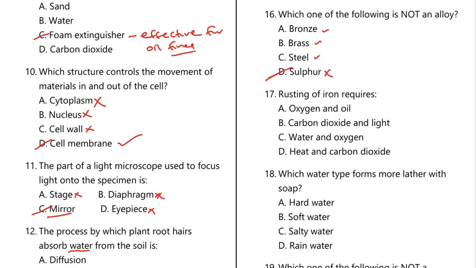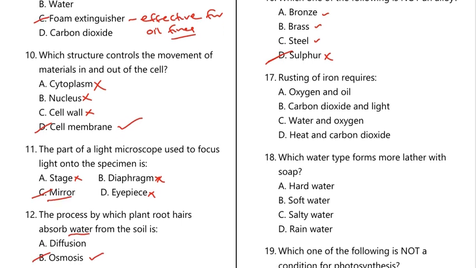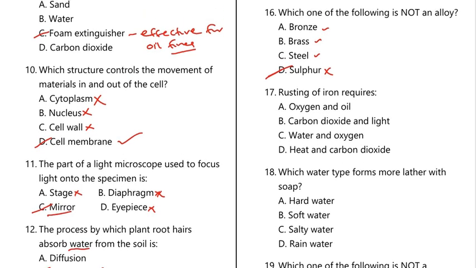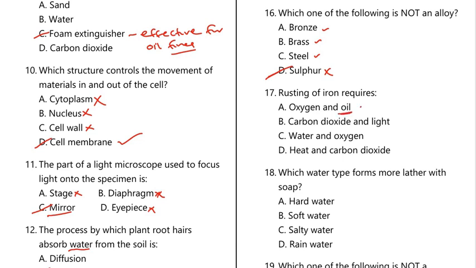17. Rusting of iron requires two conditions to be present. So we have oxygen and oil. Oil makes that wrong. Carbon dioxide and light, no. Water and oxygen, yes. Heat and carbon dioxide, no. Water and oxygen must be present for rusting to take place.